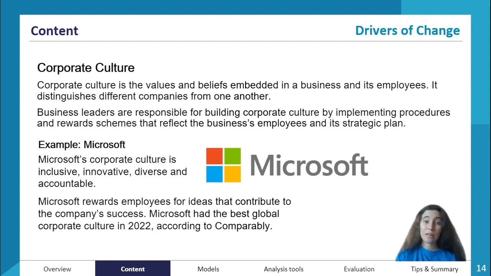So business leaders are responsible for building corporate culture, so they need to implement different reward schemes, procedures, and things like that that are going to reflect the employees in the business and the strategic plan for the way that that business operates and where it's headed as well. So an example is Microsoft. You've got lots of those big tech companies that you may have heard of having lots of really amazing cultures in terms of the reward schemes that are available and things like that. So Microsoft is one example.